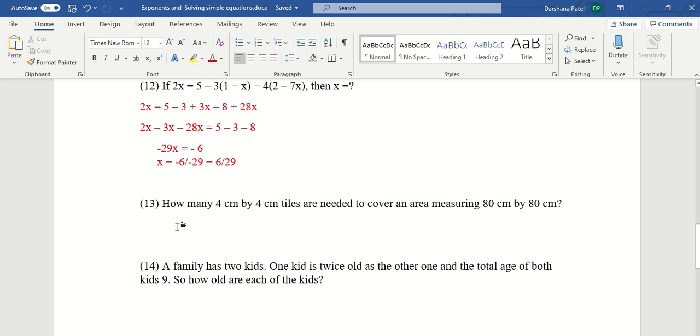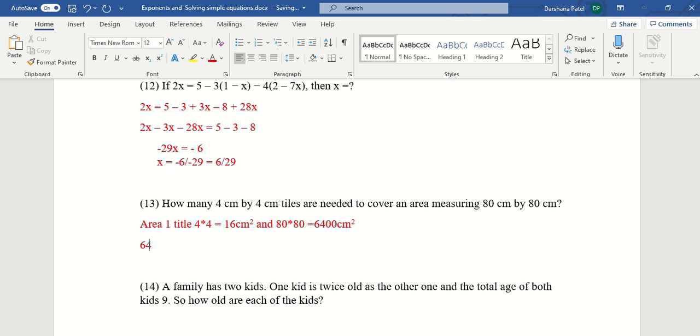For this one then, area of one tile will be 4 by 4, which is 16 centimeters square, and the required area is 80 by 80, which will be 6400 centimeters square. So one tile can cover 16. So how many tiles will we need to cover 6400 centimeters square? It will be divide these two numbers. So 6400 divided by 16 will be 400. So we'll need 400 tiles.